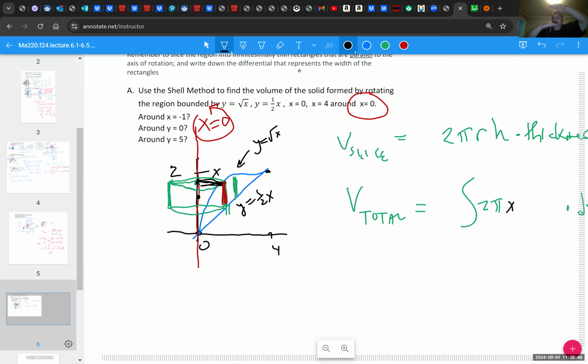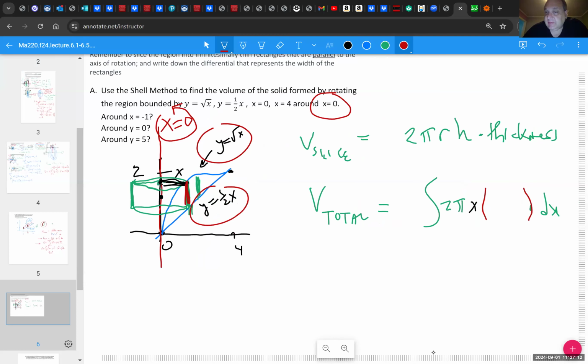So how do you find the distance between two things? You subtract them. So we're going to subtract this guy minus this guy to find that red height. So what are those two things? Well, it's the y big minus the y little, but we need everything in terms of x, because our slice is in terms of dx. So instead of writing some y's there, let me write the equivalent thing in terms of x.